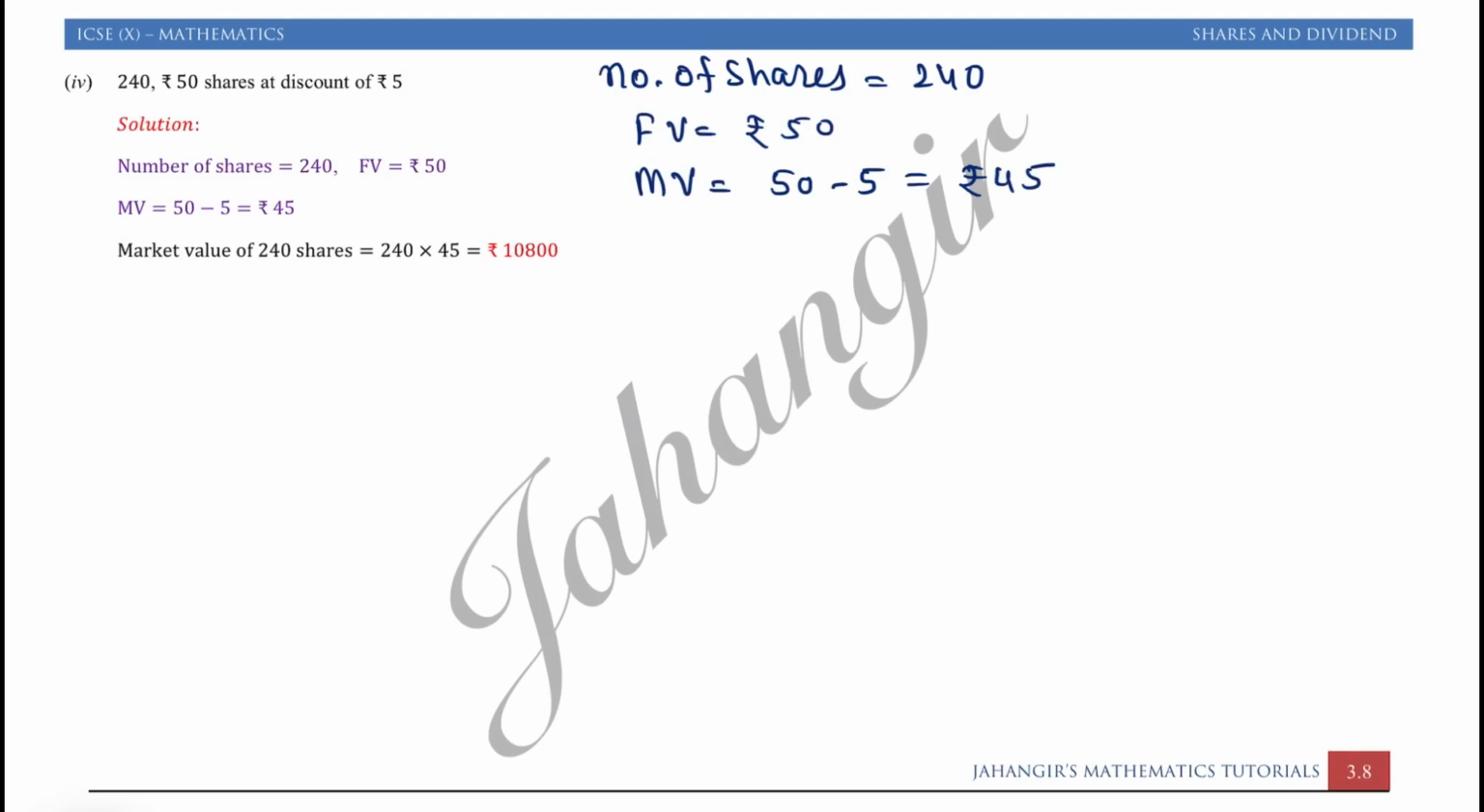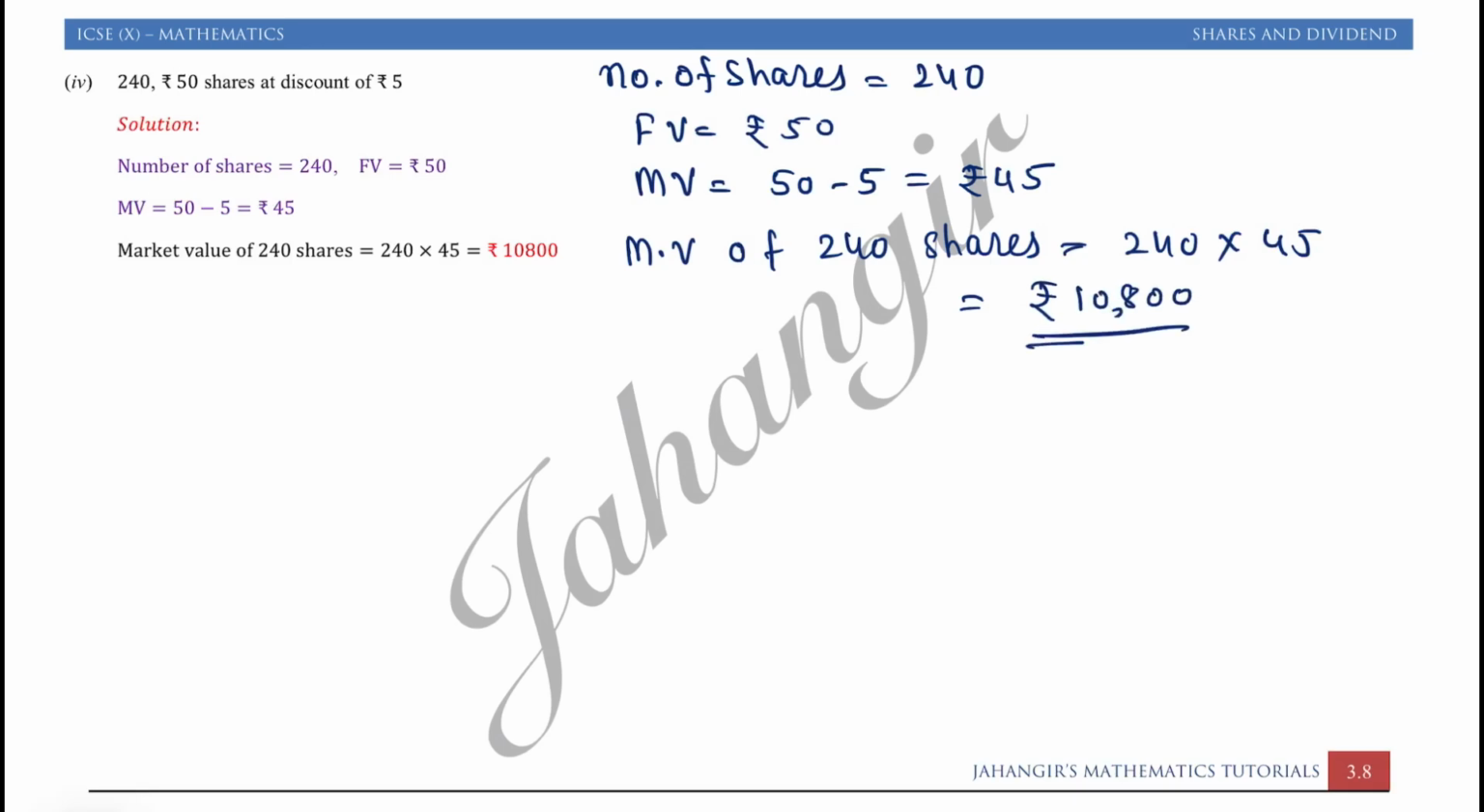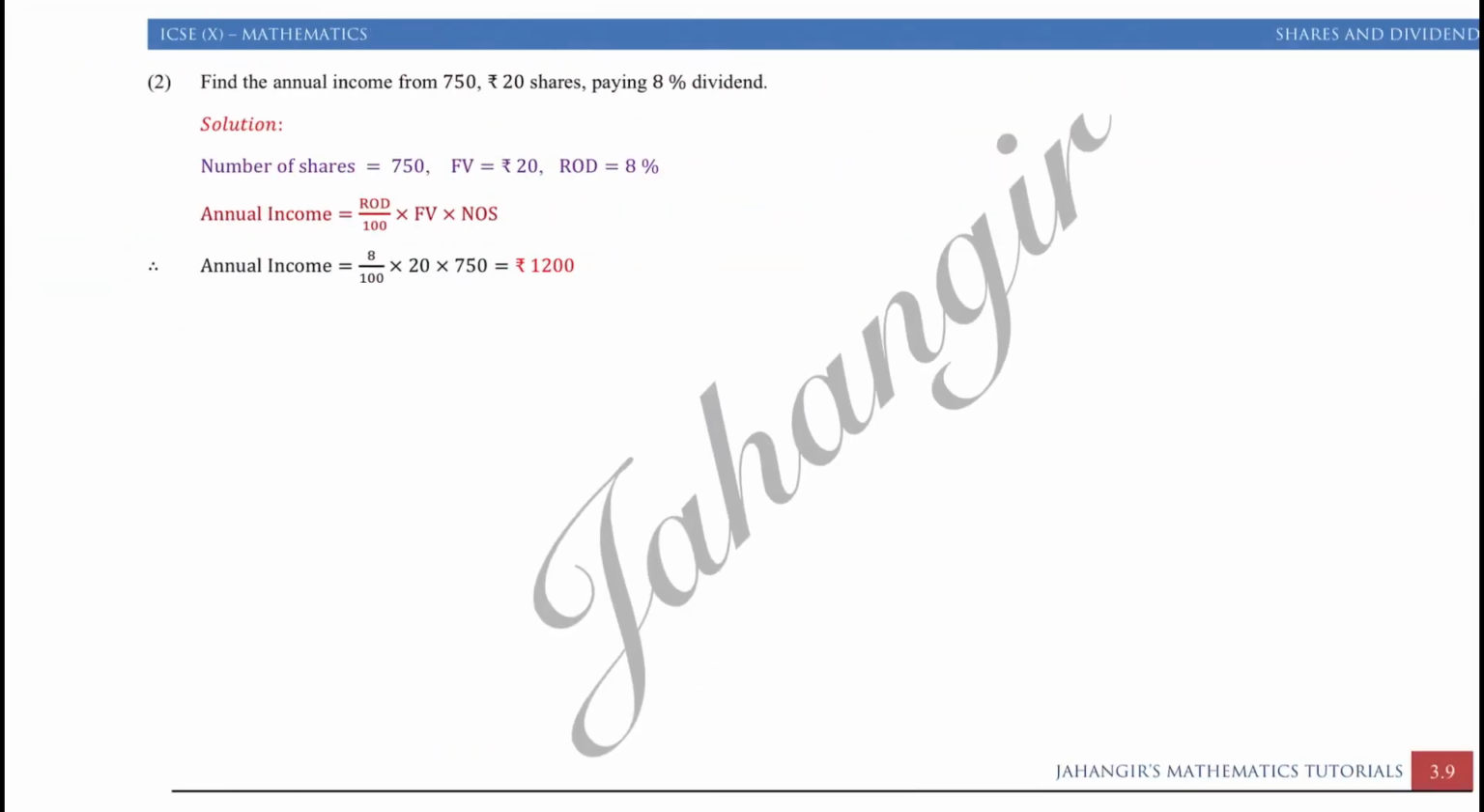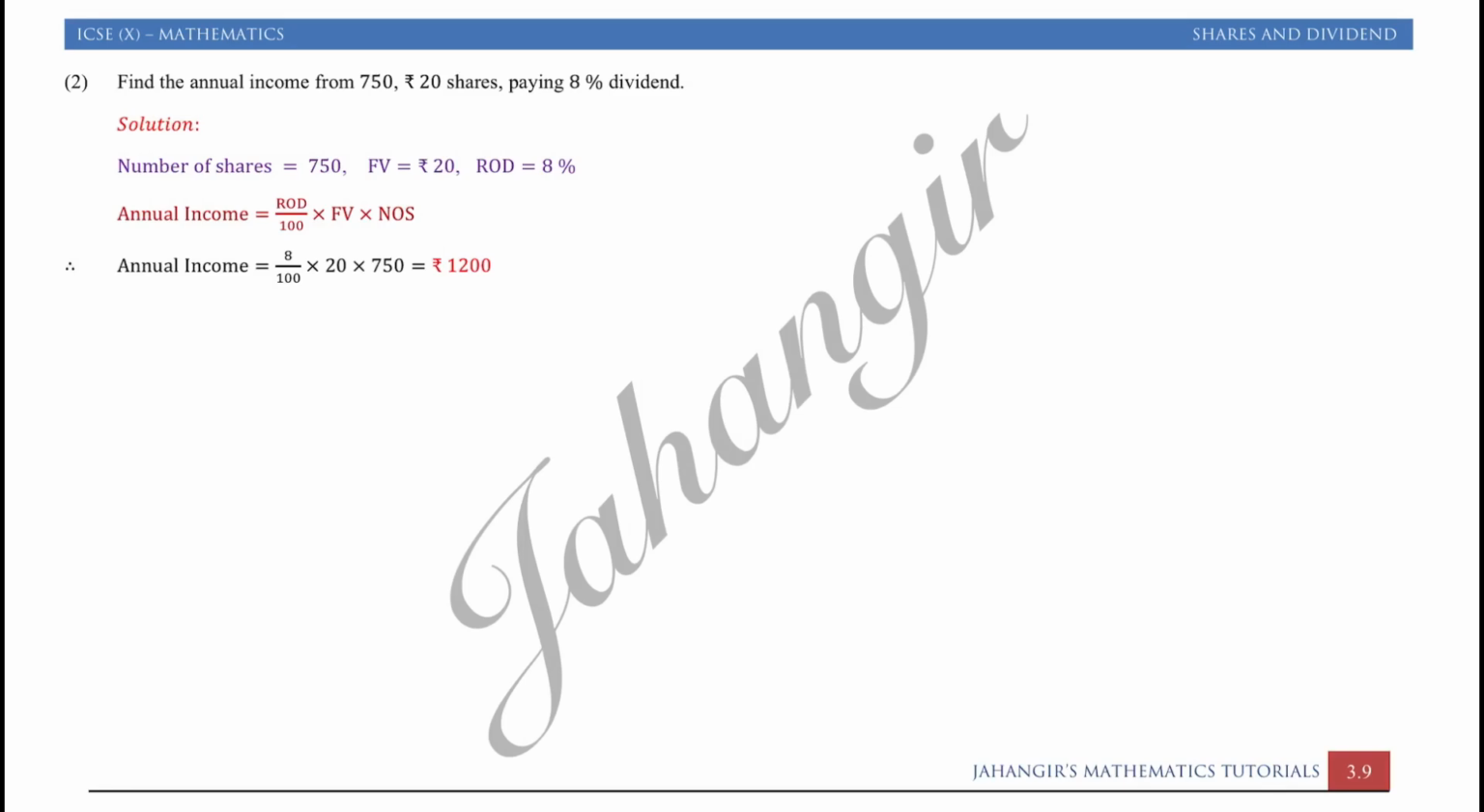So now we have to find the market value of 240 shares. So therefore I can write market value of 240 shares is equal to 240 into 45. Multiplying this, you will get 10,800. This was first main question, was quite easy. Here we had just found the market value of number of shares. One share ki market value was given, we had found number of shares ki market value.